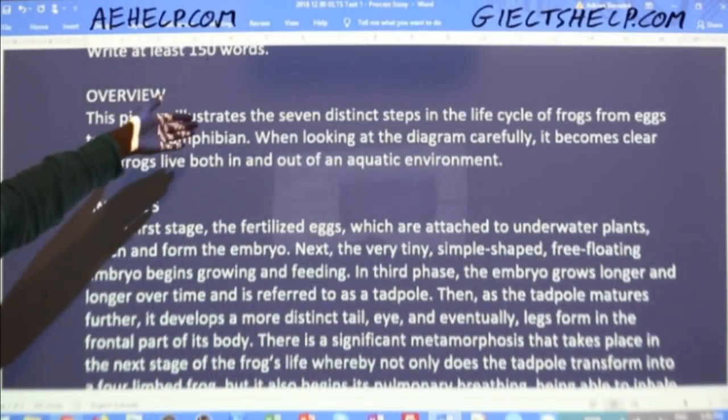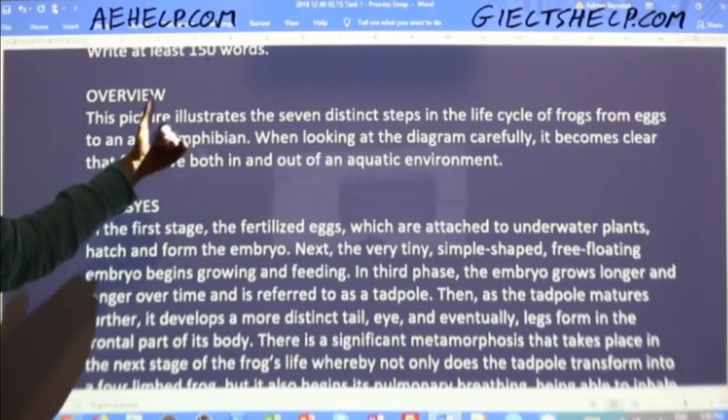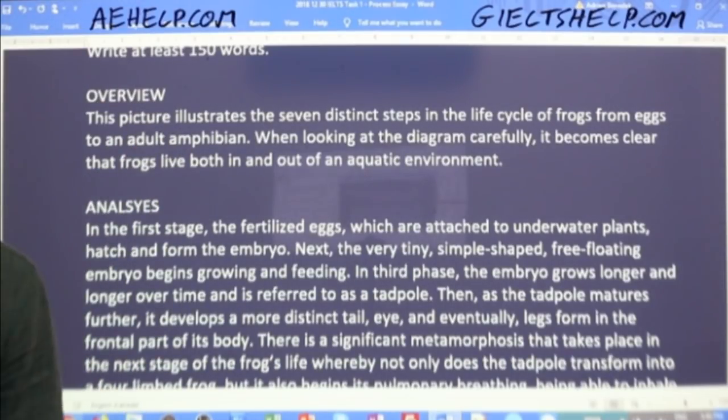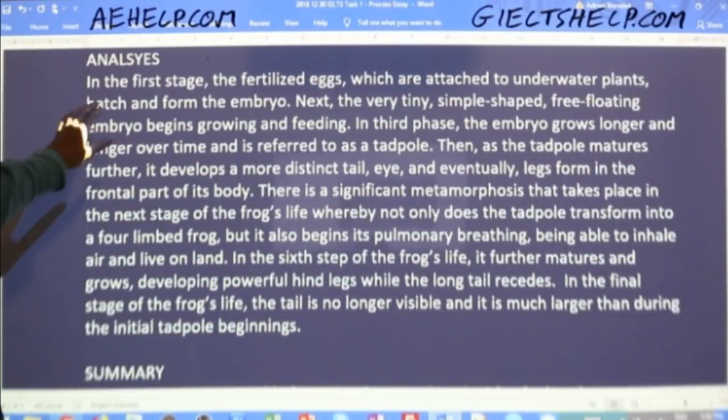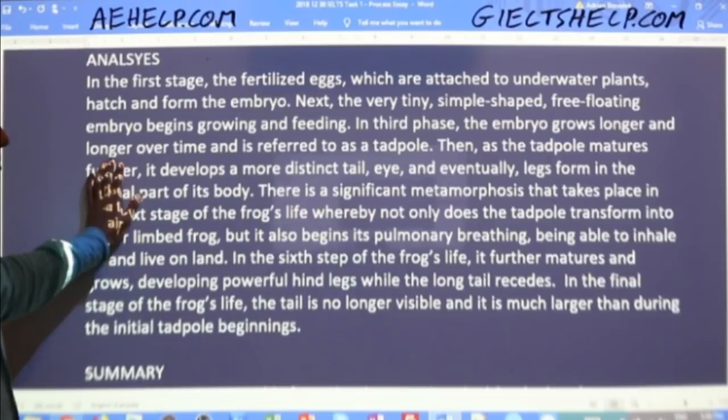Here we go. This picture, let's read it together nice and loud, students. You've done a fantastic job. All right, here we go. This picture illustrates the 7 distinct steps in the life cycle of frogs from eggs to an adult amphibian. When looking at the diagram carefully, it becomes clear that frogs live both in and out of an aquatic environment. In the first stage, the fertilized eggs, which are attached to underwater plants, hatch and form the embryo. Next, the very tiny, simple-shaped, free-floating embryo begins growing and feeding.